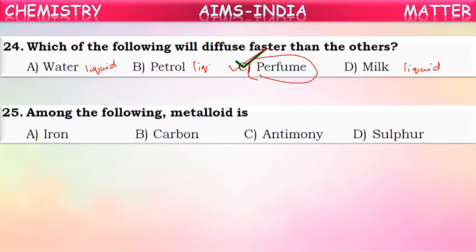Among the following, which is a metalloid? See, a metalloid should have both metal and non-metal properties. Here, iron is a metal, carbon is a non-metal. Already in the previous bit we have discussed. Sulfur is also a non-metal. So antimony is a metalloid. He asked for the metalloid, so antimony is a metalloid. A metalloid should show both metal and non-metal properties. Iron shows only metallic properties, carbon shows non-metallic properties, sulfur shows non-metallic properties. So antimony is the metalloid.